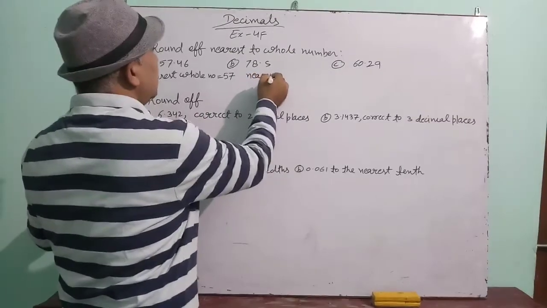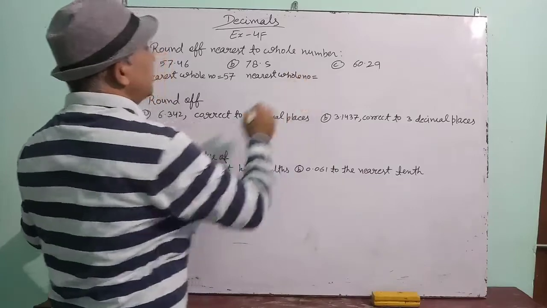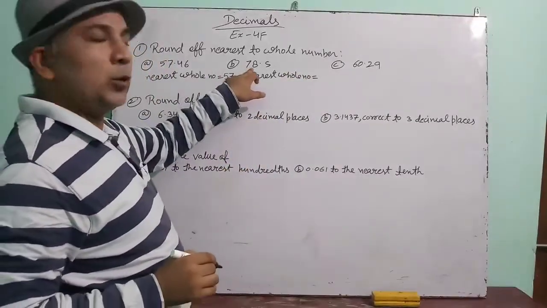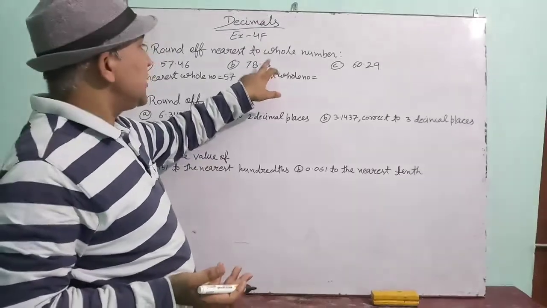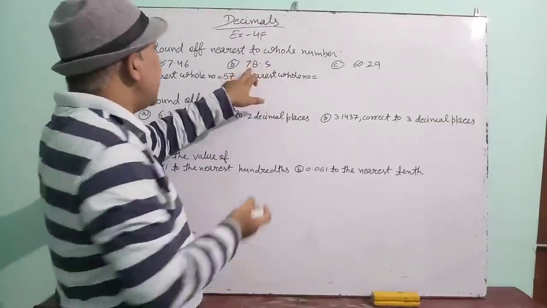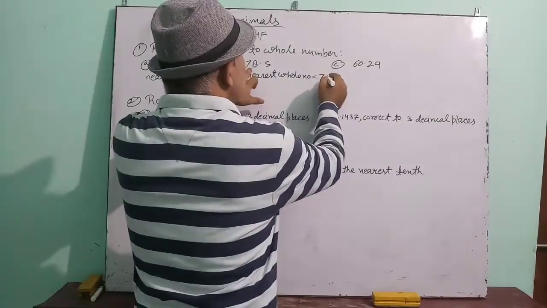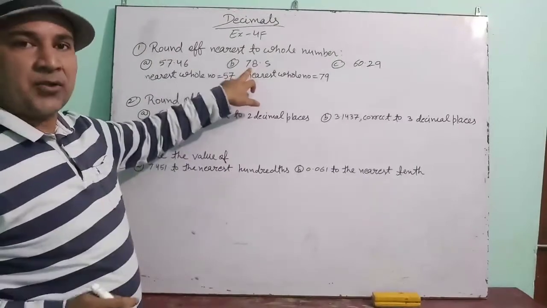Now see this question. 78.5. What will be the nearest whole number? 78 is the whole number and 5 is the decimal part. So, since this is 5, 1 will be added to 78. So it will become 79. Now, see what is the process.